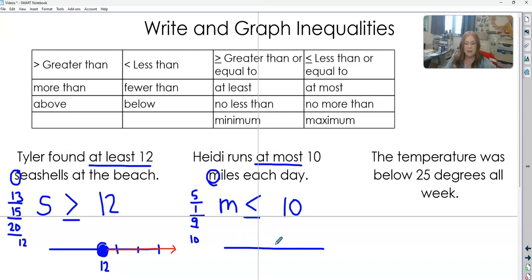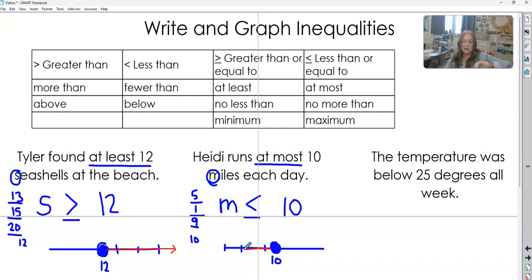So on my number line, we're going to mark 10, and we're going to circle 10, and we're going to grab it and fill it in because it includes it. Include. We're grabbing it and filling it in. So we said it could equal 9 and 5 and 1. All of those are going to the left, to the smaller.